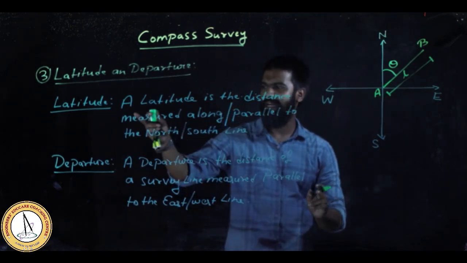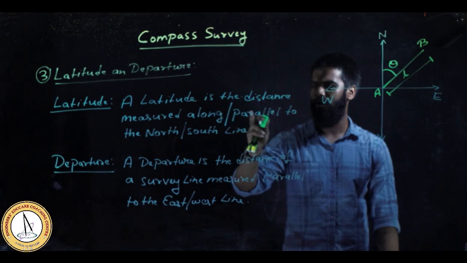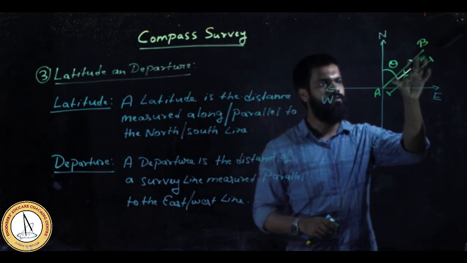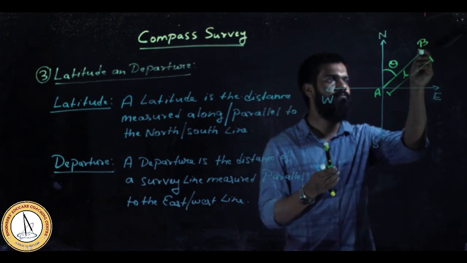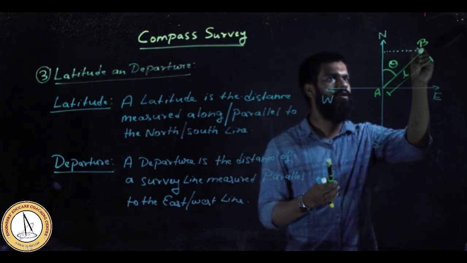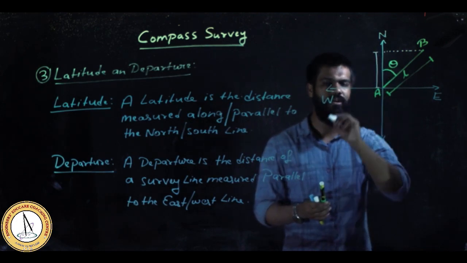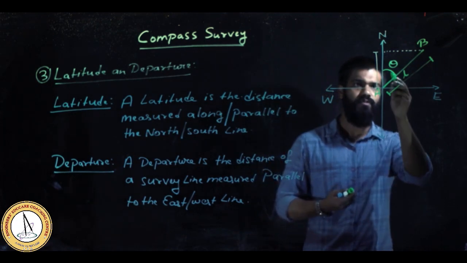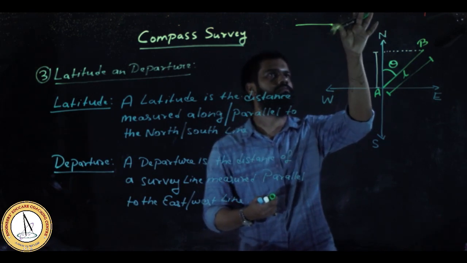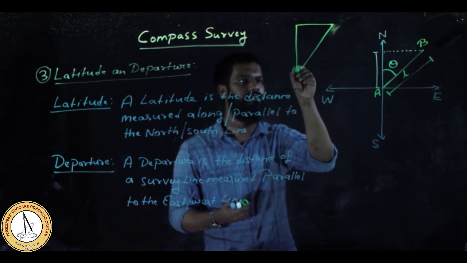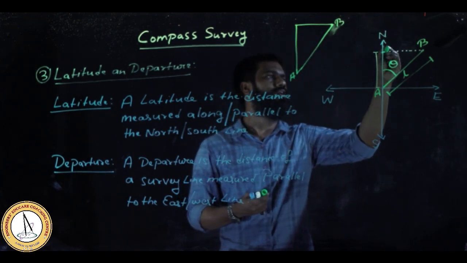So let us find out what is the latitude of this survey line AB. So you can see the definition that a latitude is the distance measured along or parallel to the north-south line. So what is the distance of this line parallel to the north-south? So for that I will just take the projection of this line on the north and south axis. So you can see this is the projection of the line on the north-south axis. So what is this distance? If you see this figure I am drawing here, this is A, this is B, and let's say this is some point, B dash.